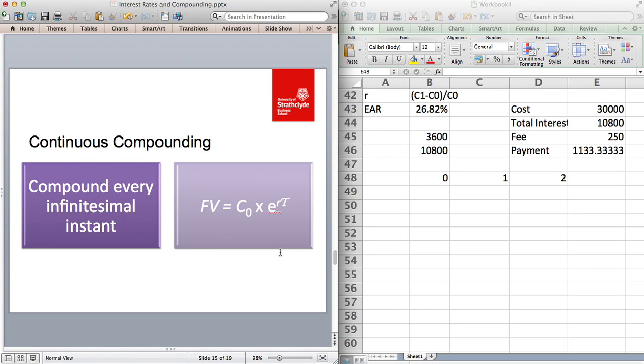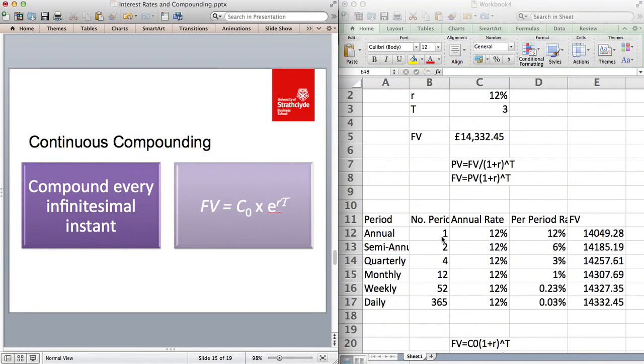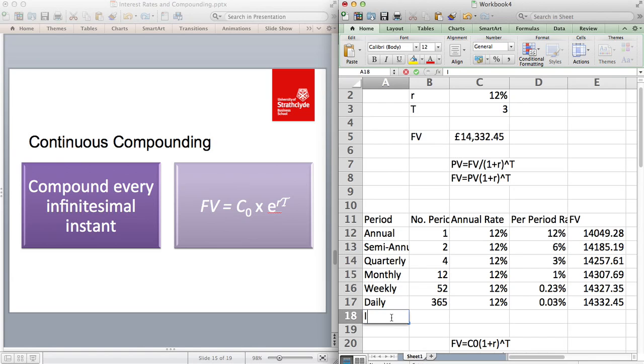Now, the last thing I want to talk about is, we spoke about going from annual compounding to semi-annual compounding to quarterly, monthly, weekly, daily. The next stage is infinitesimally. I don't know how to spell that. Infinite, I'm just going to say. All right. So infinite just means that the number of periods is infinite.